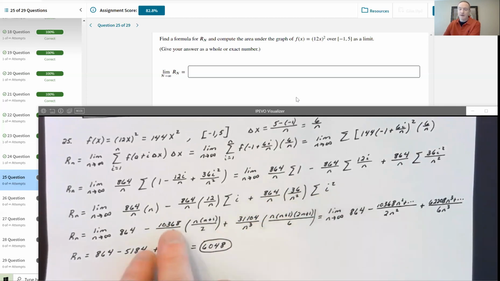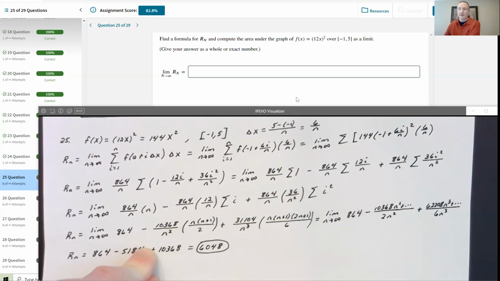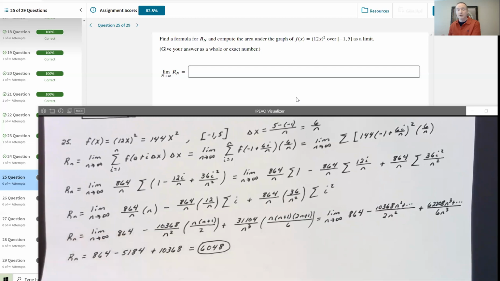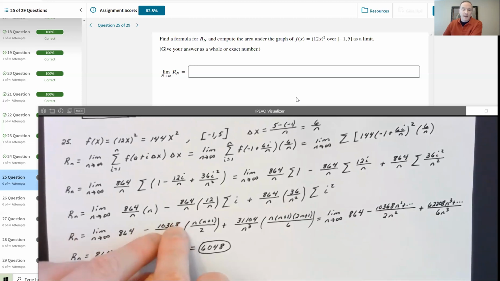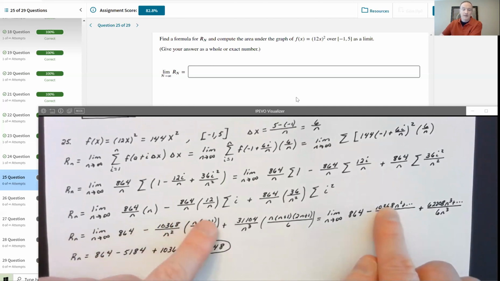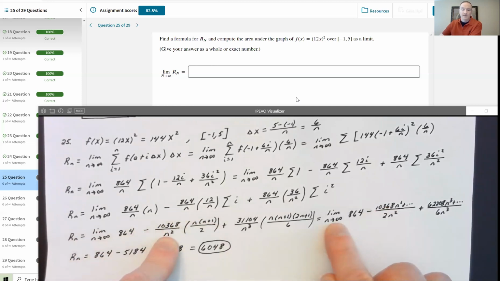You just say, well, okay, all of this is inside of a limit as n goes to infinity. So for all the rational expressions inside of this, I only need to know what are the leading coefficients in my numerator and denominator, and of course the power of n in each of those cases. So for this one, I'm going to have 10,368 times n squared, no other term matters, over a 2n squared inside of that limit.